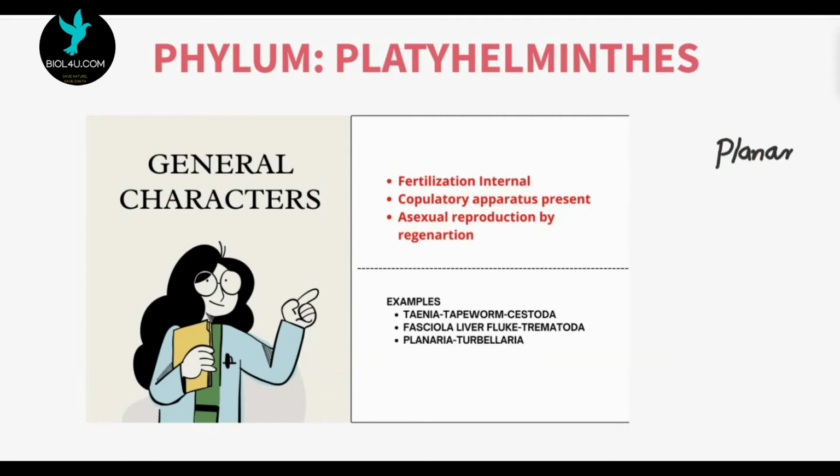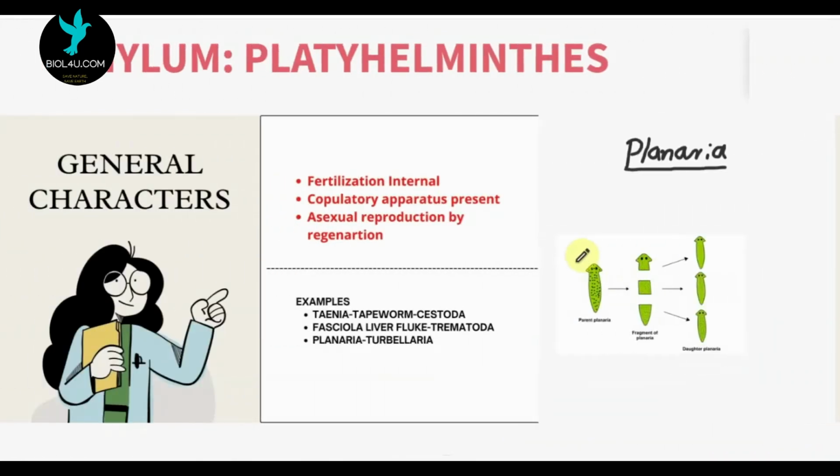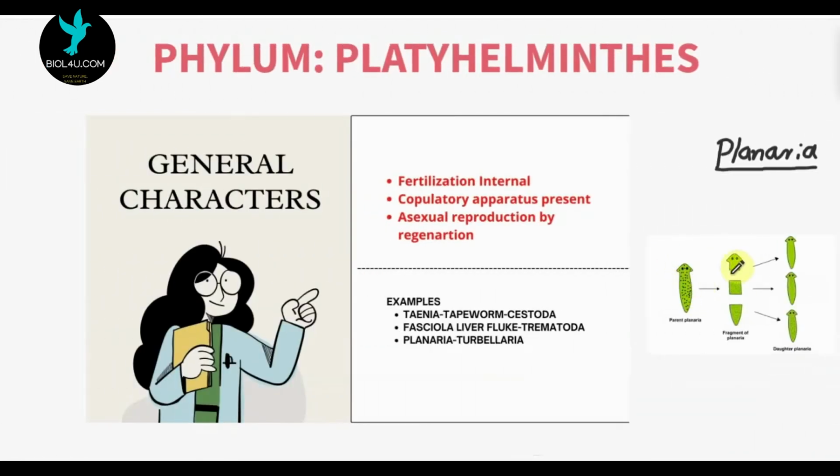So Planaria is an ideal organism that shows regeneration capacity. If you cut the Planaria into a number of pieces, each piece will develop into a separate worm. I will show that. See here, this is the Planaria, and if you cut it into 3 pieces, one piece has the head, another piece has the middle part, and the last piece has the terminal part.